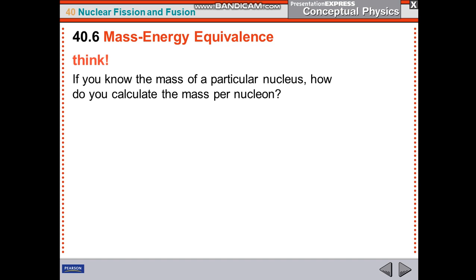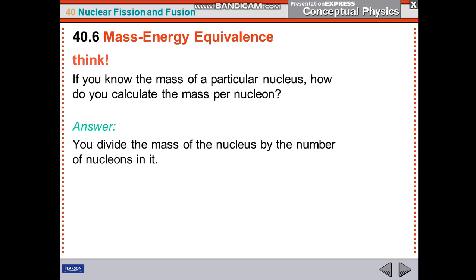There is a think question. If you know the mass of a particular nucleus, how do you calculate the mass per nucleon? You divide the mass of the nucleus by the number of nucleons in it. So if you divide the mass of the nucleus by the number of nucleons in it, you can get the mass per nucleon.